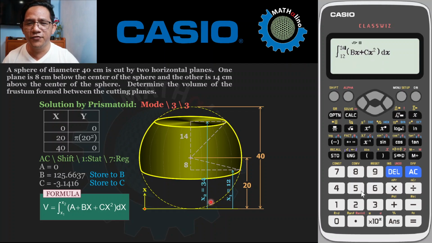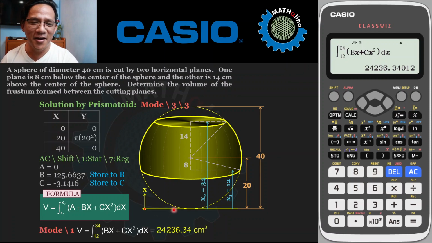And let's wait for it. Very fast. That is the answer, 24236.34 cubic cm, baby. What happened here? Why is the solution this one? I did not understand the type of solution.